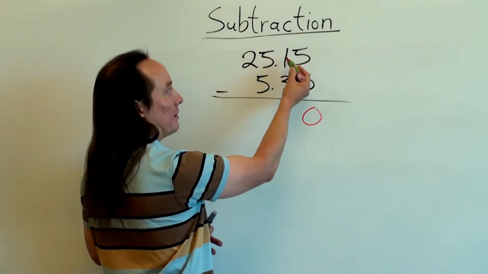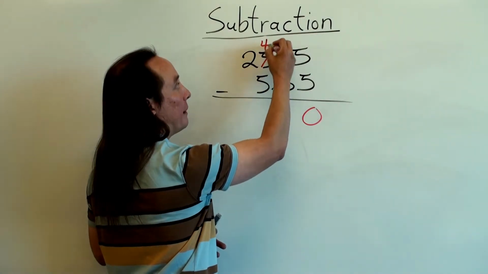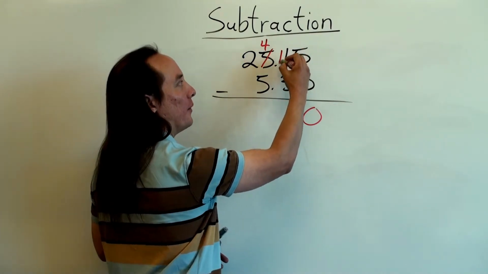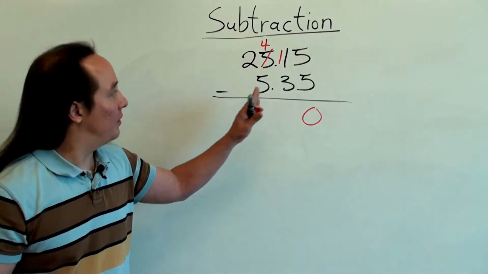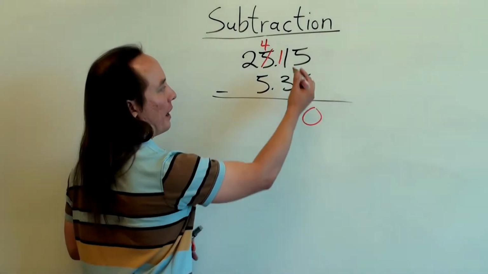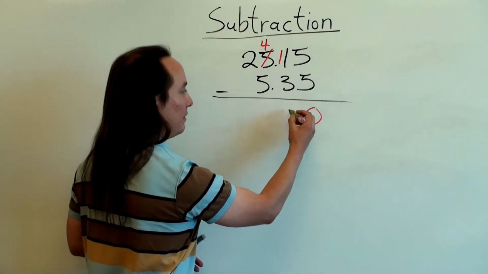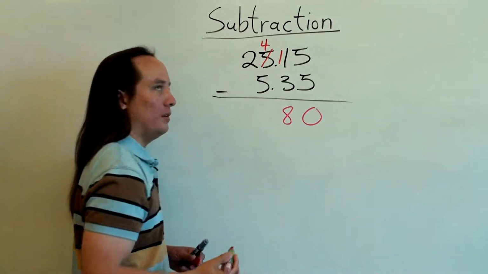So I'm going to borrow from the next column, which in this case is this 5. I'm going to leave 4 behind, and the one that I borrow, I'm going to make this 1 into an 11, kind of like in the last problem. So now I have 11 minus 3, and that should be 8. If I do it right.